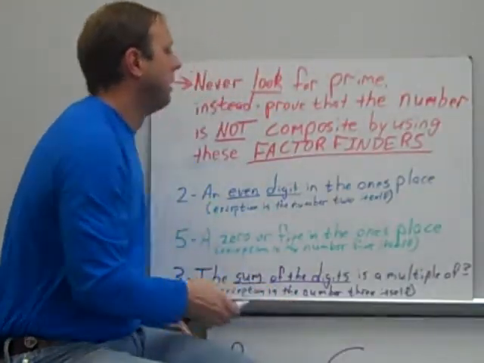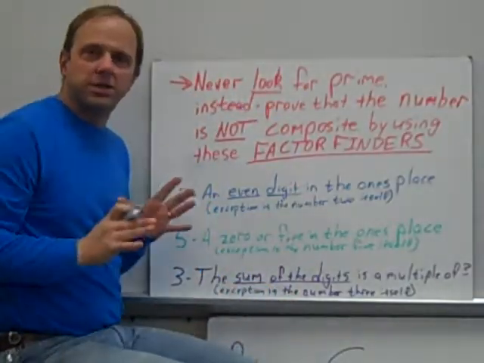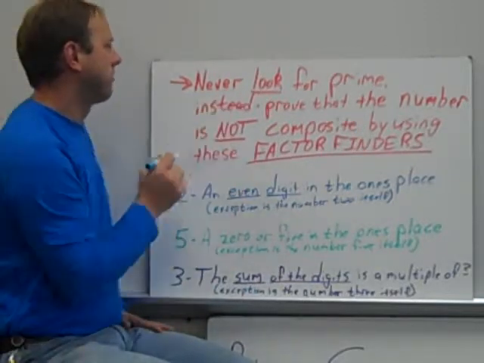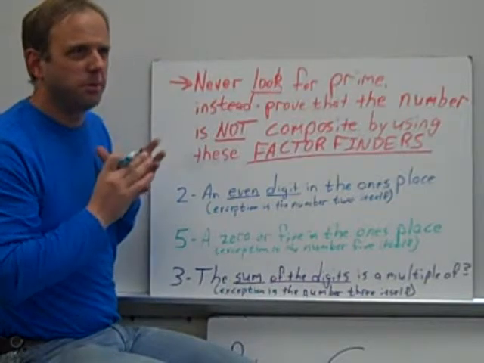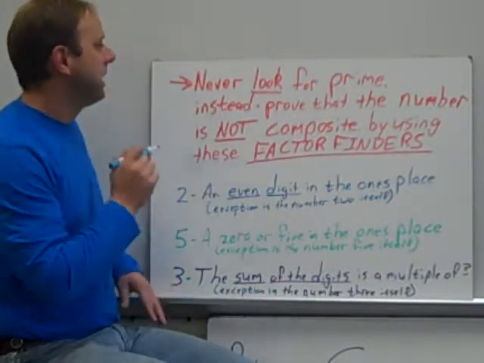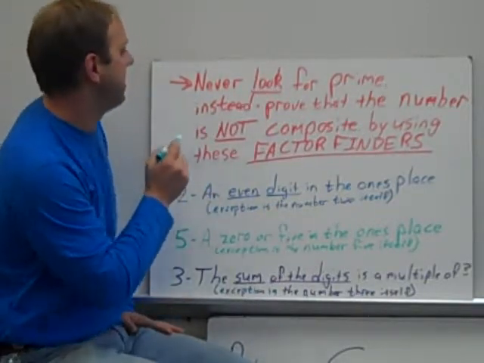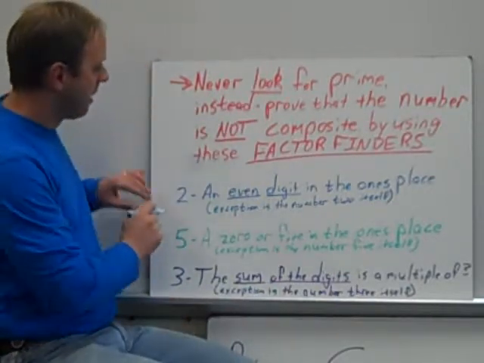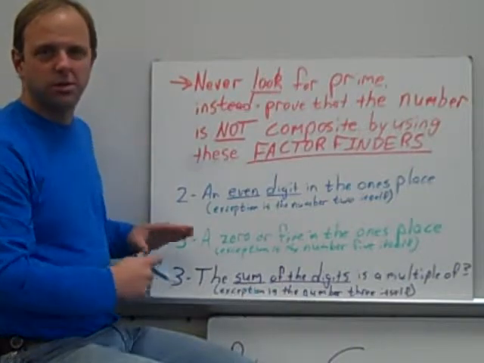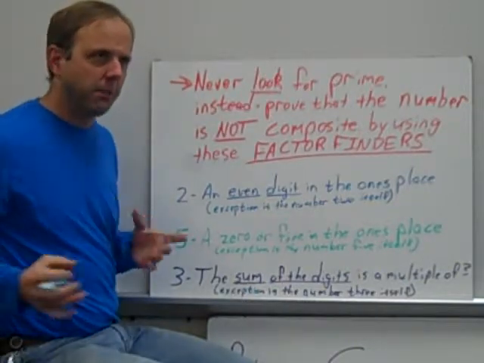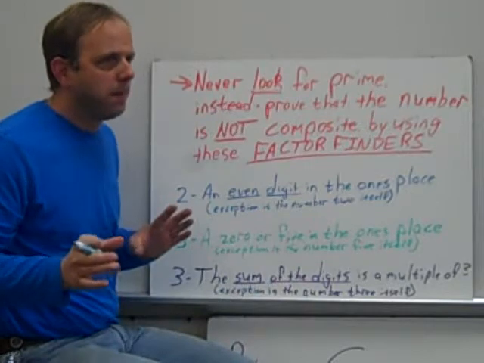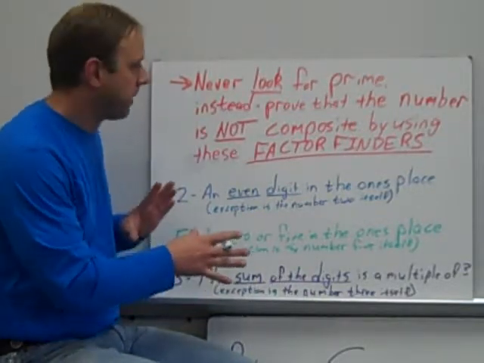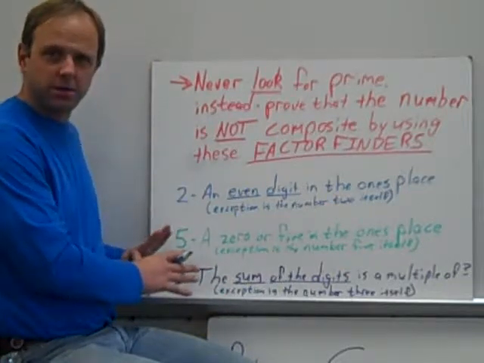Now, a couple important concepts when looking for a composite or prime number. 1, don't look for prime. That's going to be very difficult for you to do. Instead, prove that the number is not prime by finding factors using these factor finders. Most of the time you'll see these referred to as divisibility rules. They can be used that way as well, but that's not a phrase that I found productive for students. So we're going to just call them factor finders.